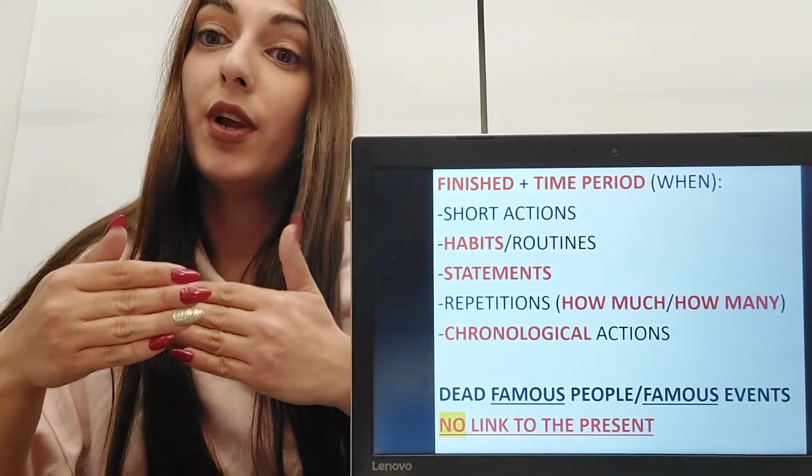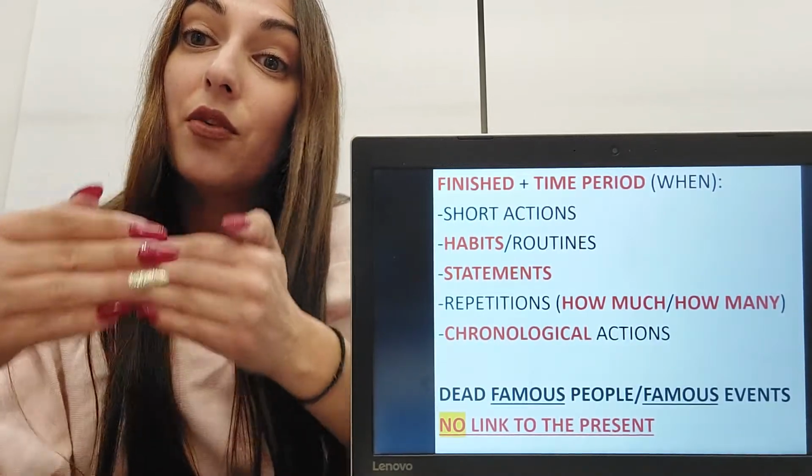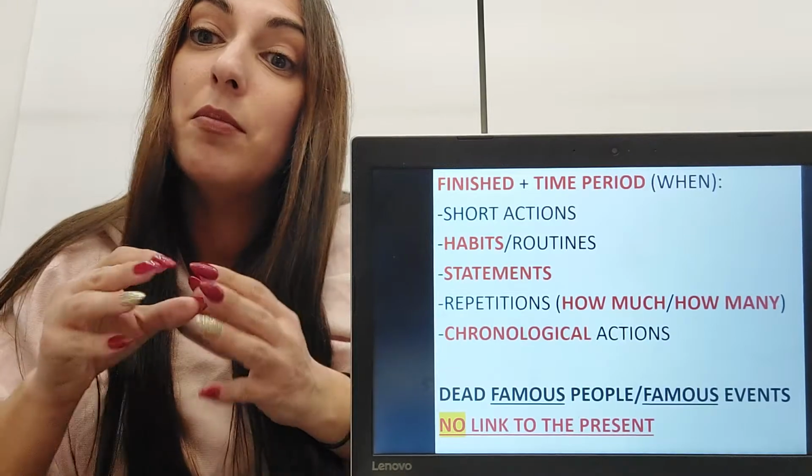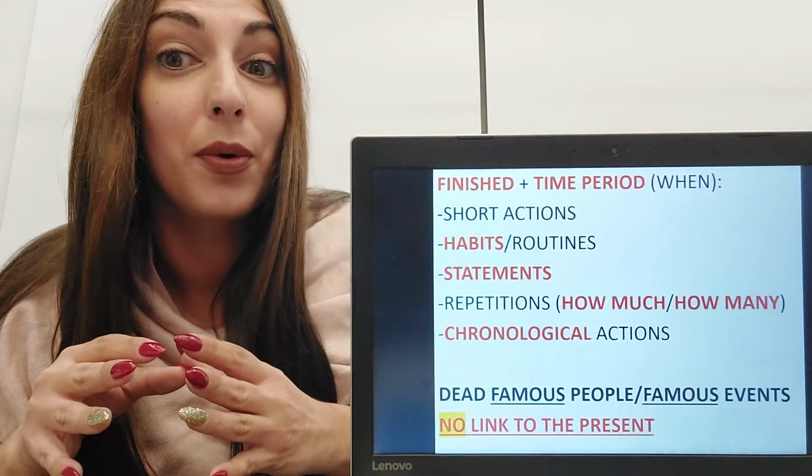So in a story, when you talk about consecutive actions, actions that happen in the correct order, and your timeline moves forward, that's when you would use past simple.